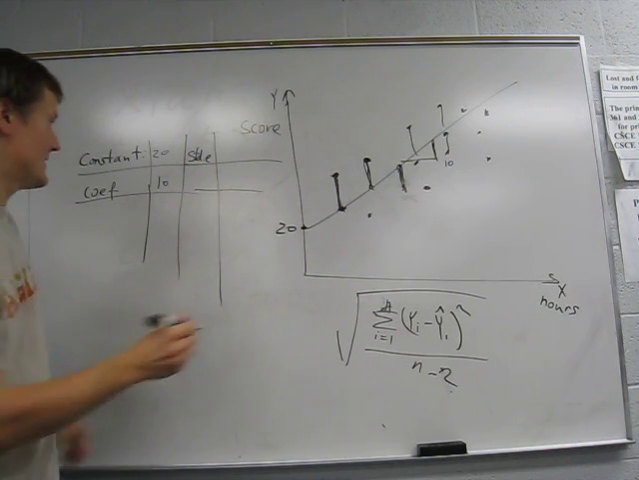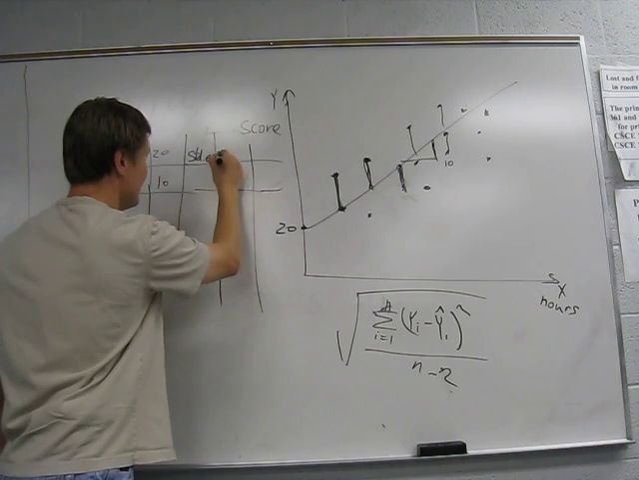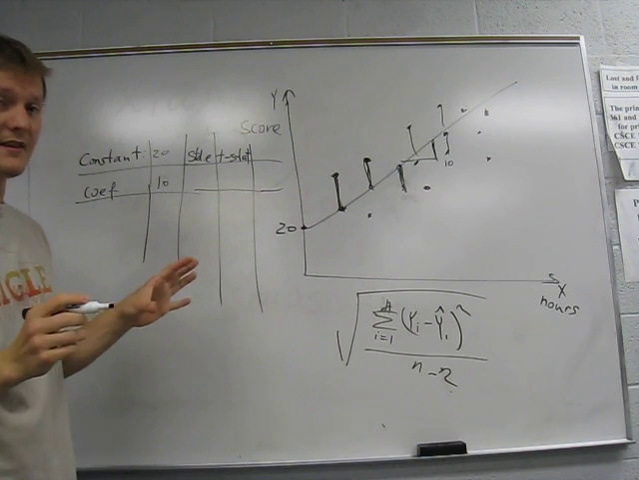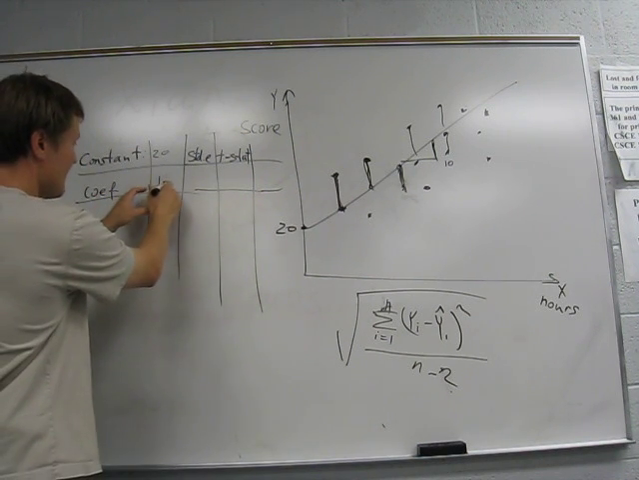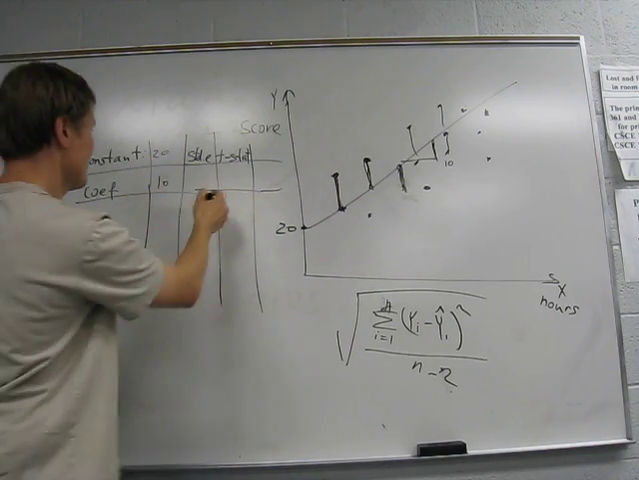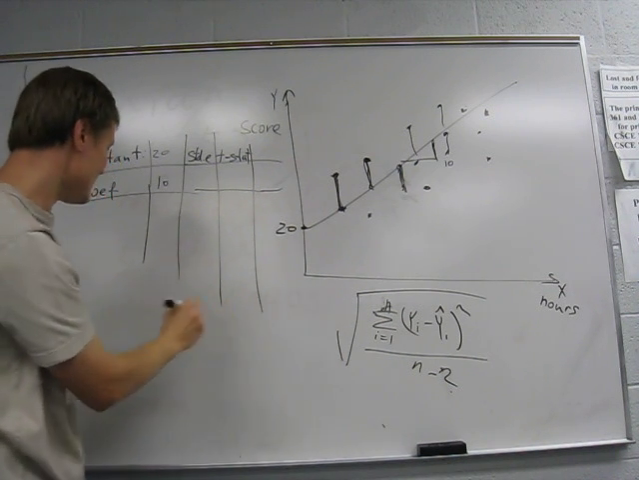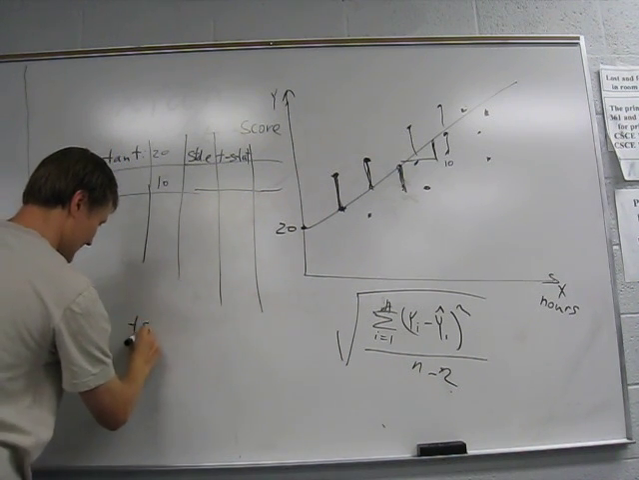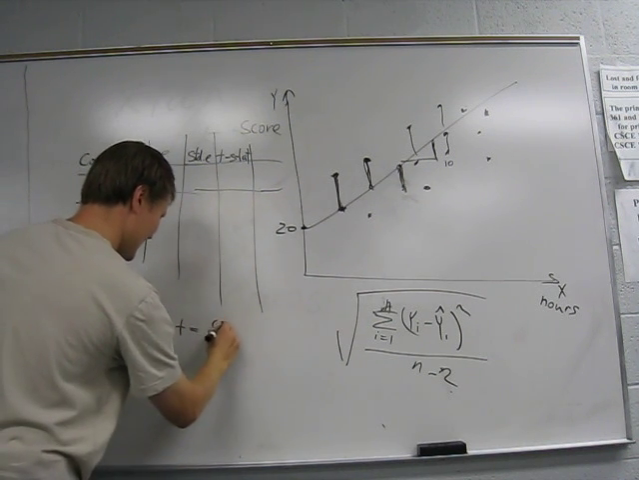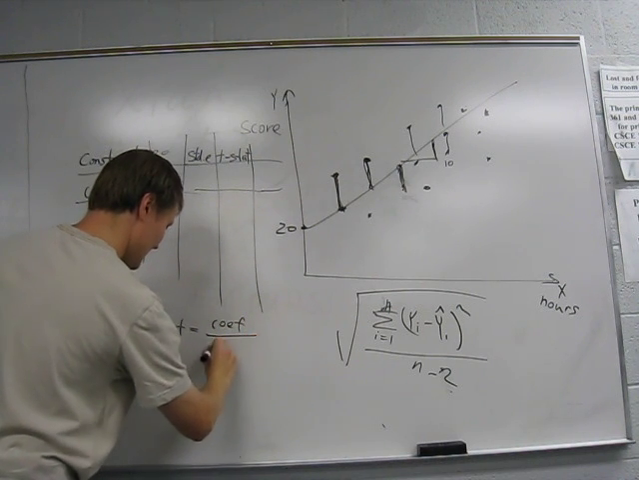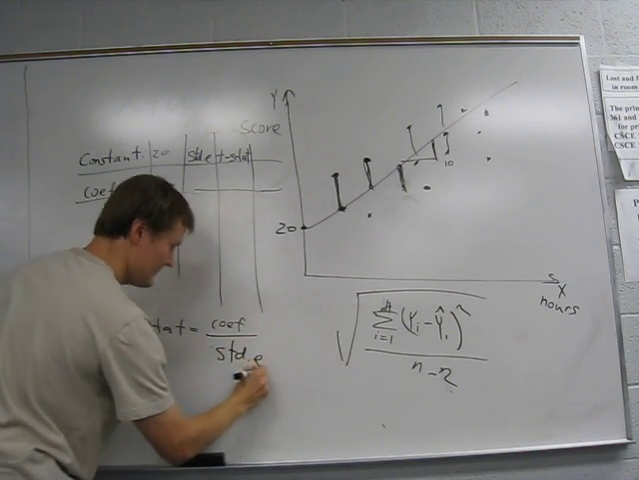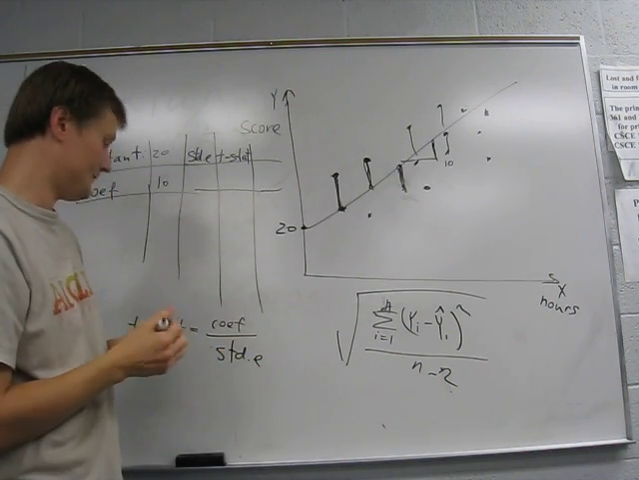So one thing they'll give you is standard error. Another important thing they'll give you is the t-statistic. All the t-statistic is, is your coefficient, or the value for the intercept, divided by your standard error. So that gives you a t-stat.